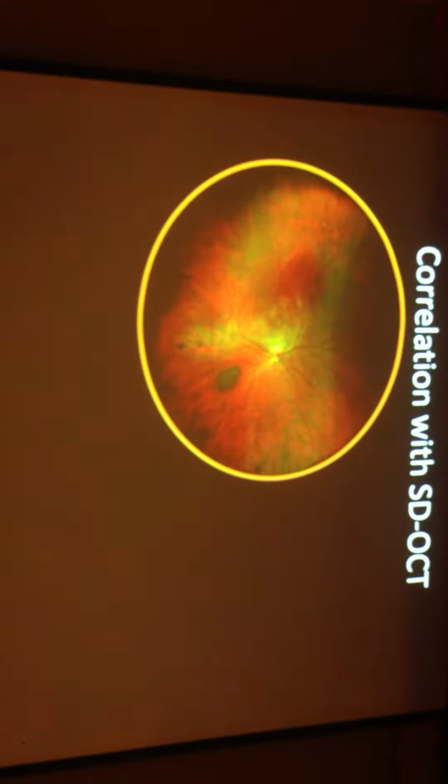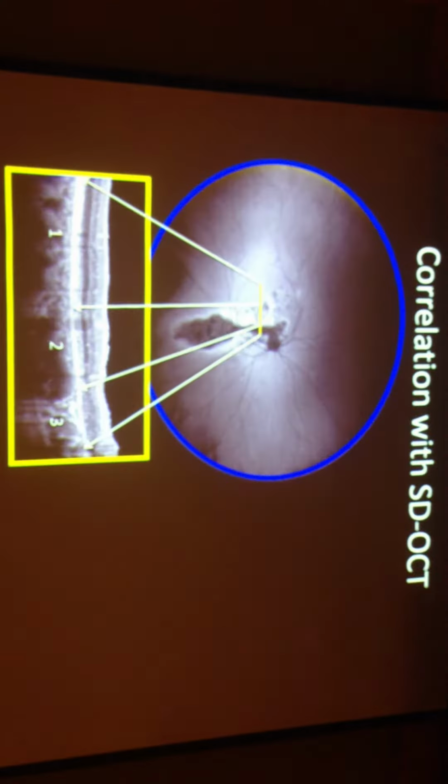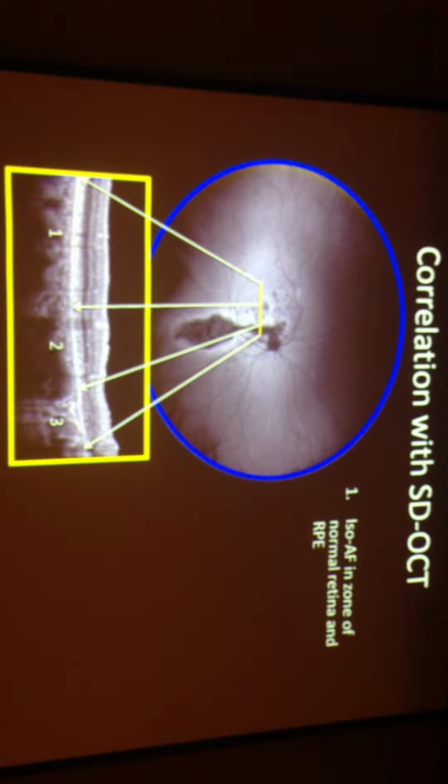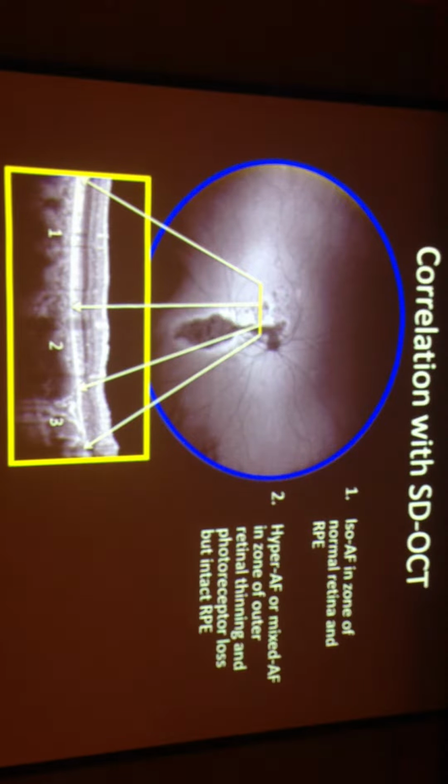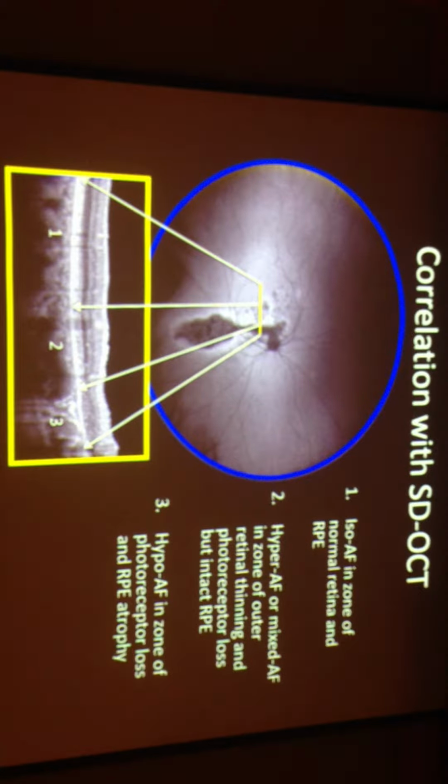So you can correlate the autofluorescence patterns with the OCT. Obviously, you get iso-autofluorescence in the zones of normal retina and RPE. You get hyper-autofluorescence or mixed in the zones where there's outer retinal thinning and receptor loss, but intact RPE. So you get that hyper-autofluorescence here. And in areas where there is photoreceptor loss and RPE atrophy, you get hypo-autofluorescence.